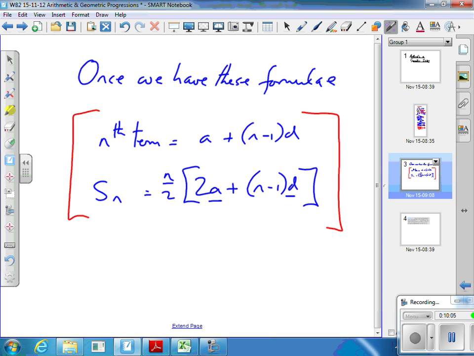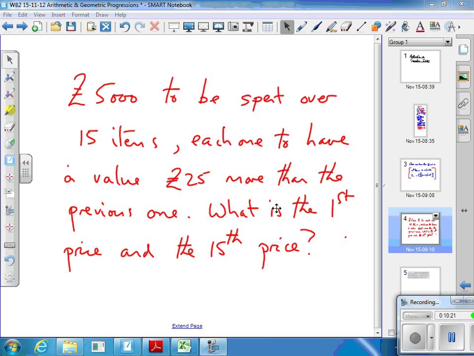And you can work out things, and that's the sort of thing I'm going to be asking you to do in the assignment. So in other words, you can rearrange the formula and find other terms apart from the sum or the nth term. For example, let's look at this example here. £5,000 to be spent over 15 items, each one to have a value of £25 more than the previous one. What's the price of the first item and the 15th item?